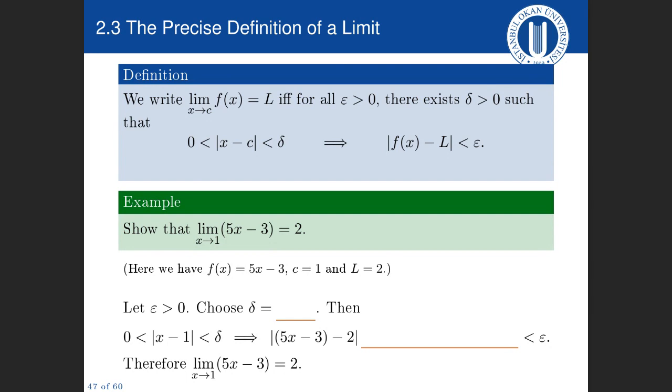Then we move on to the third and final part of the definition, which is the conclusion. If x is close to 1, then our function is close to 2. If the absolute value of x minus 1 is between 0 and delta, then the absolute value of 5x minus 3 minus 2, and then again, I've got a blank because I don't know what to write there yet. And then less than epsilon. If we can fill in these two blanks, then we've finished the answer and we've proved that the limit as x tends to 1 of 5x minus 3 is equal to 2.